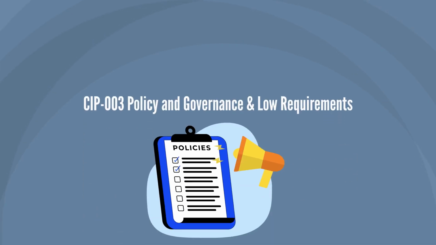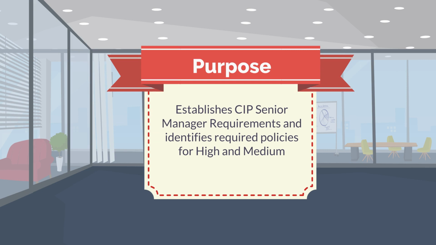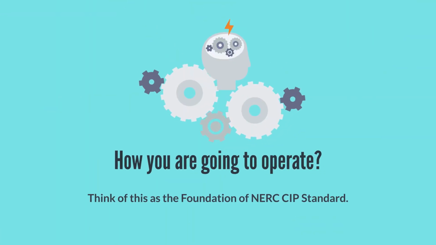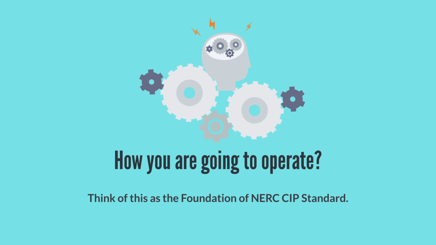CIP 3, Policy and Governance and Low Requirements. Purpose: establishes CIP Senior Manager requirements and identifies required policies for high and medium. Requirements for how you are going to operate. Think of this as the foundation of the NERC CIP standards.